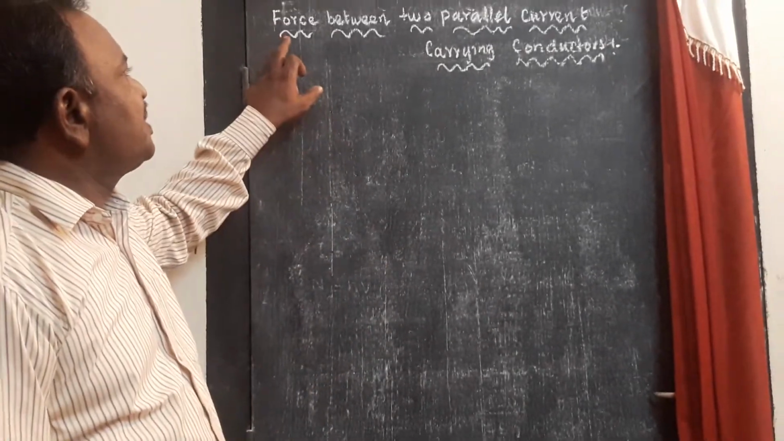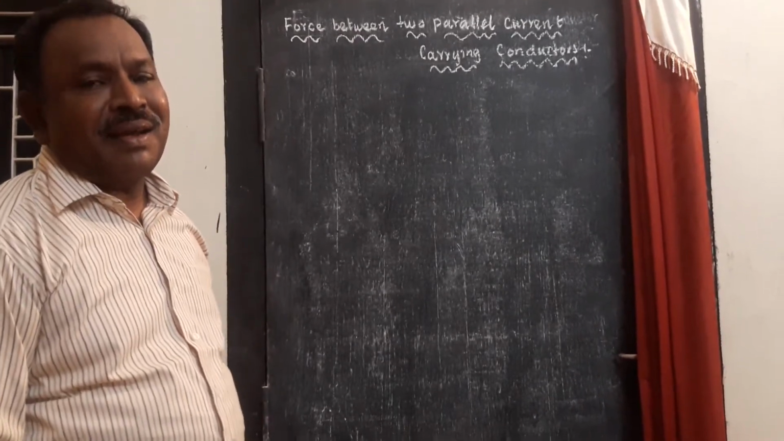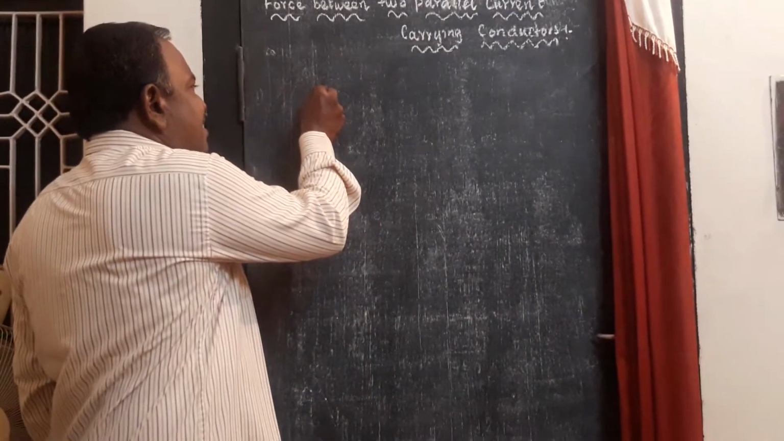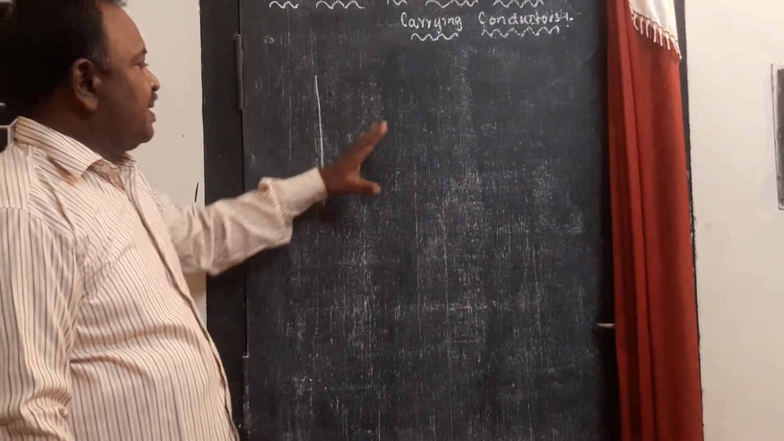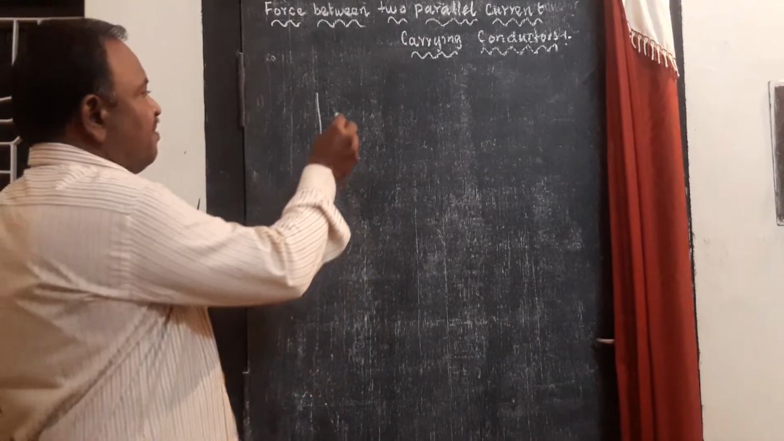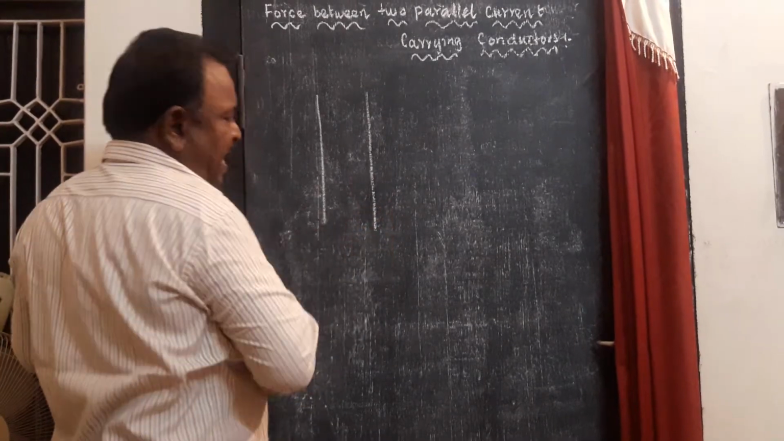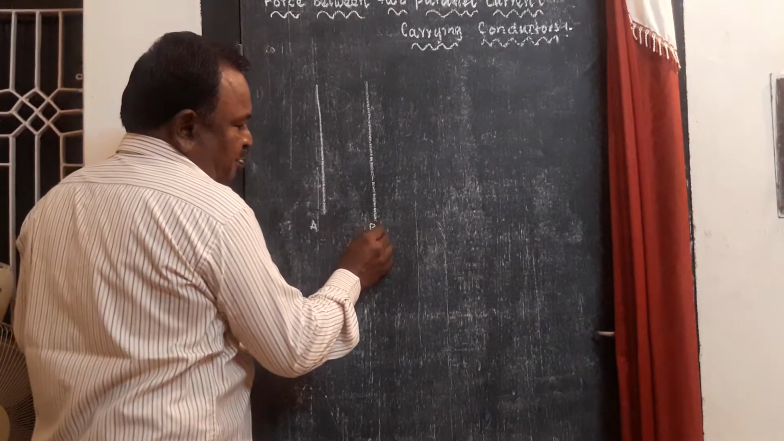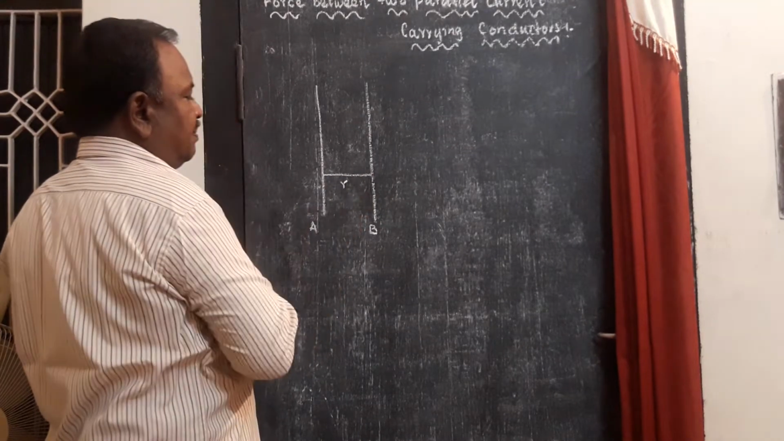Students, next we are going to see the force between two parallel current carrying conductors. A current carrying conductor produces a magnetic field in the region around it. So, here we are going to consider parallel conductors. A and B are two parallel conductors separated by a distance r.